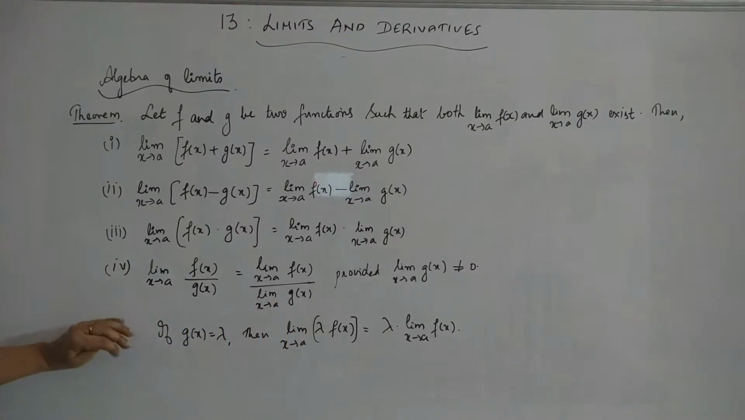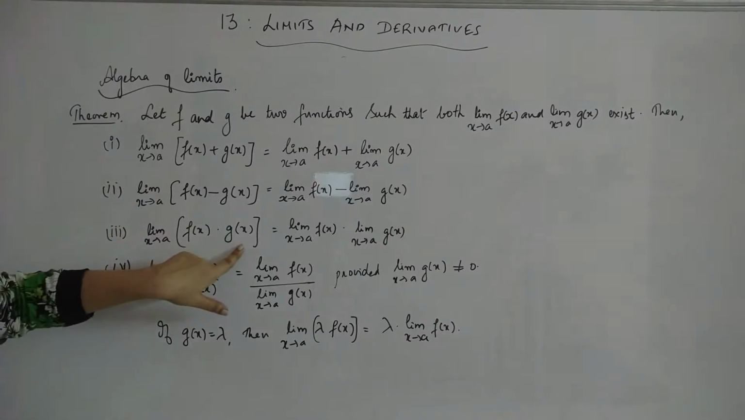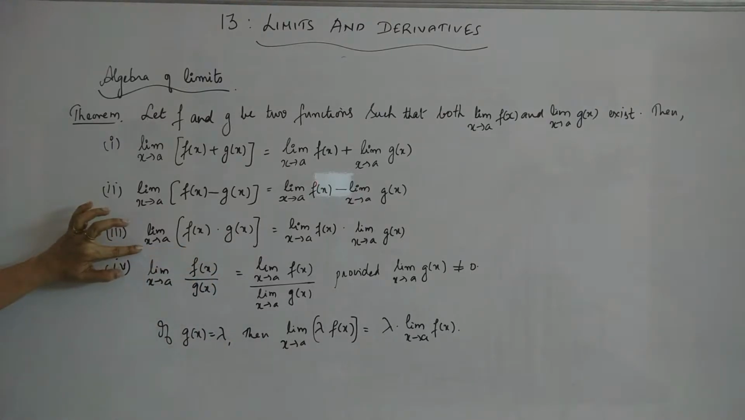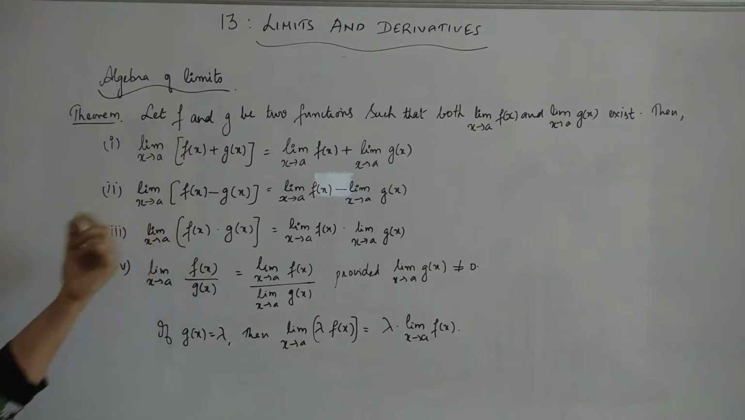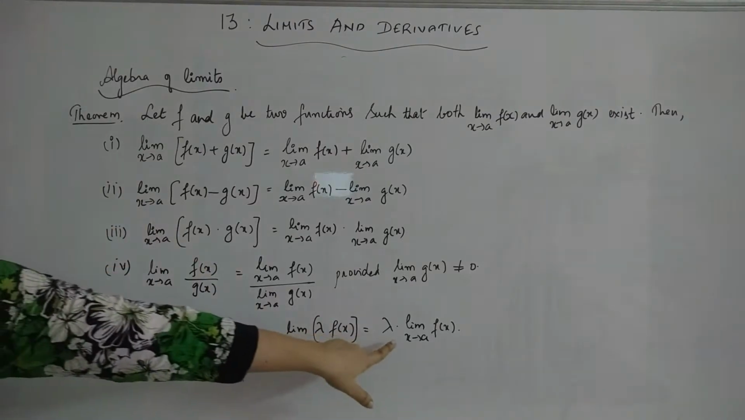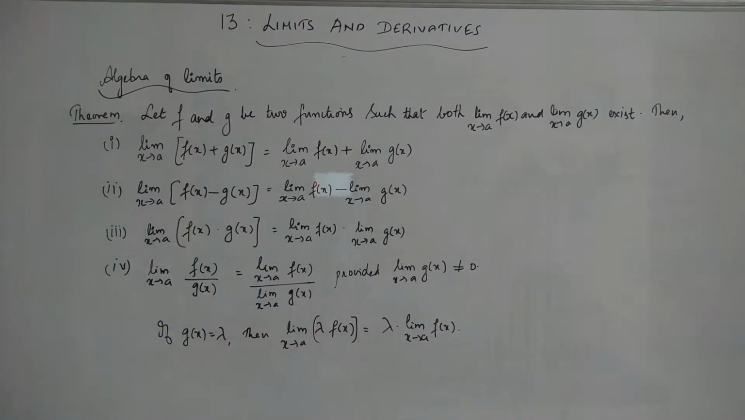And in particular you have a case for the third one. If we take g of x as a constant, that is lambda, then this becomes limit x tends to a f of x into lambda. Since lambda is a constant, you can take it out of the limit, so it becomes lambda into limit x tends to a f of x. So this is one theorem whose statements can be used in your problems.